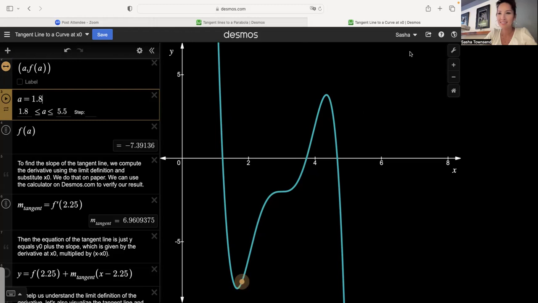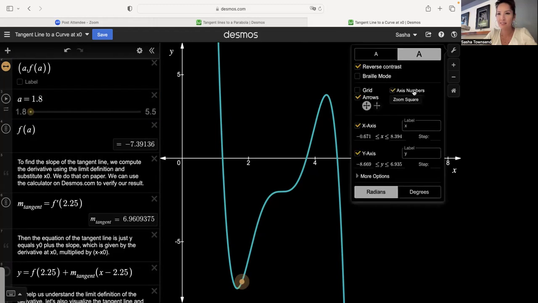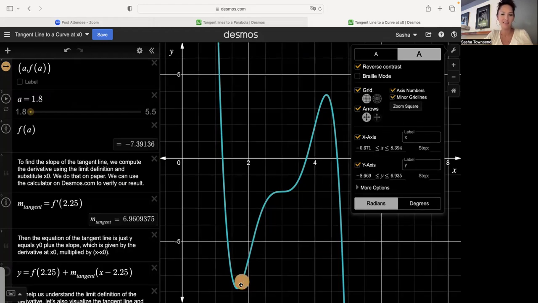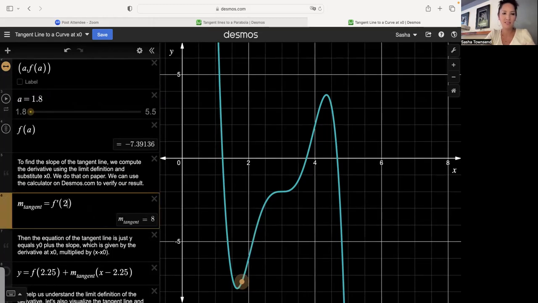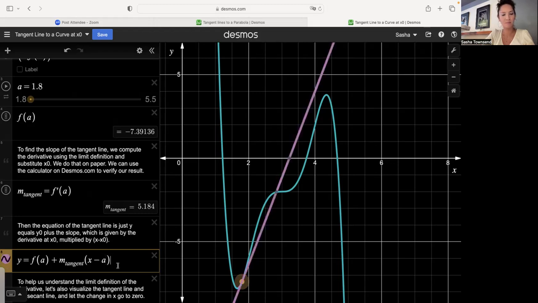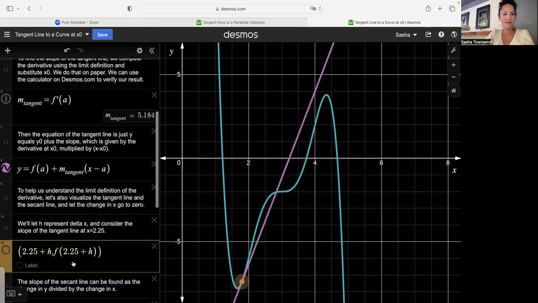We can see it a little bit better if we add some grid lines. I personally don't like adding too many grid lines, I think it makes it messy. But if this is -5, then that's about negative 7.4, which is consistent with the calculations here. Then I can find the slope of the tangent line at that location, which is about 5.184. And then instead of using f of 2.25, I can replace 2.25 with a and graph that line.